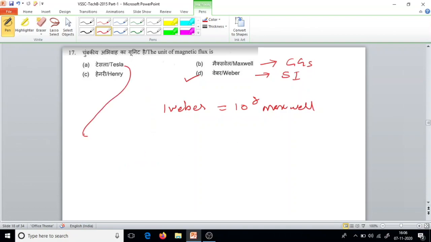Now what is Tesla? Tesla is a unit of flux density. There is one more unit similar to Tesla, that is Gauss. 1 Tesla equals 10,000 Gauss. This will be handy in your exam.